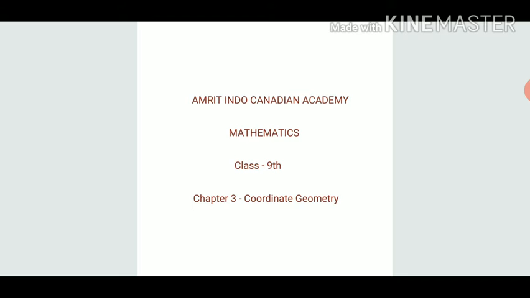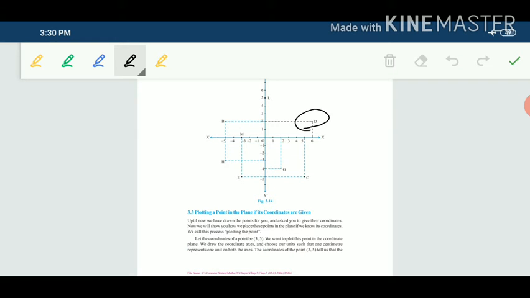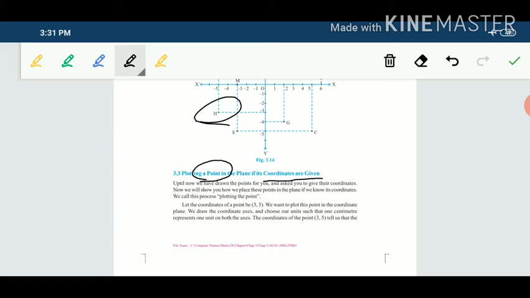Today we will discuss the last topic of the chapter, coordinate geometry. In the previous exercise, points were given and we had to find their coordinates. Now in this exercise, coordinates are given, and we have to plot the points in the Cartesian plane.